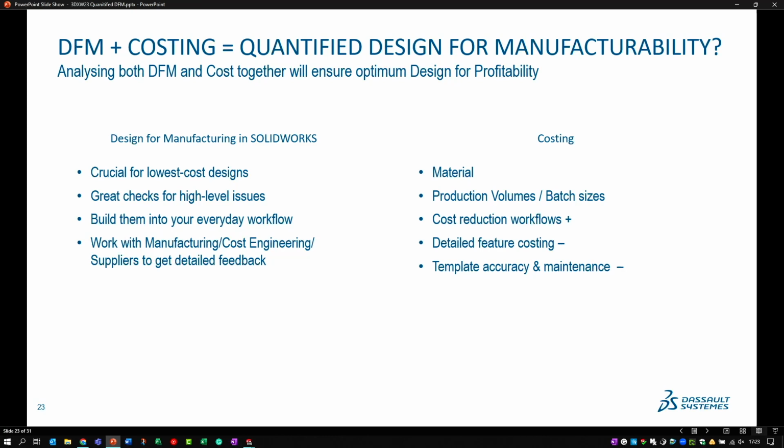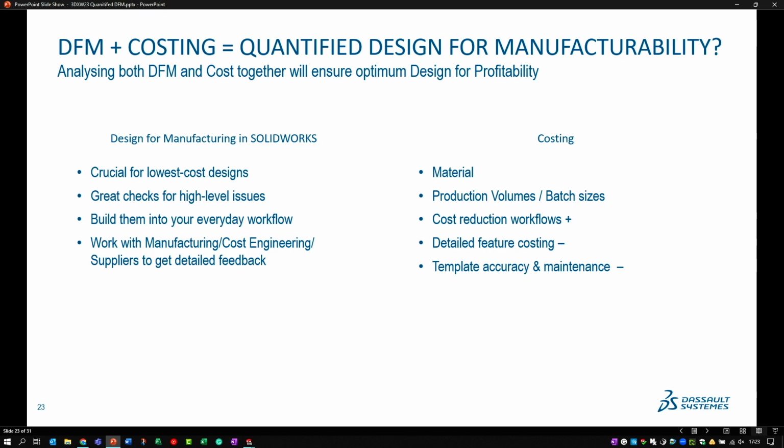So I set out when I submitted the presentation: can we use costing and DFM checks to quantify design for manufacturability inside SolidWorks? So design for manufacture is really critical for getting the lowest cost designs. It's all about efficiency. And there's some really great checks in there for high-level issues that are going to capture those and reduce your engineering change orders. And you really should build them into your everyday workflow.